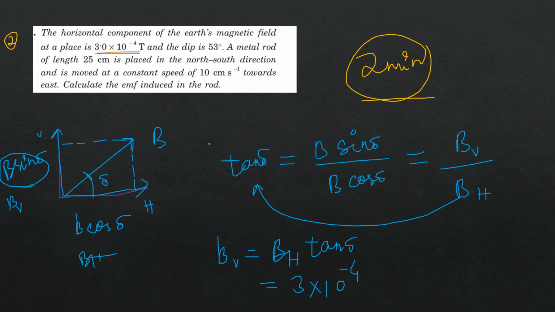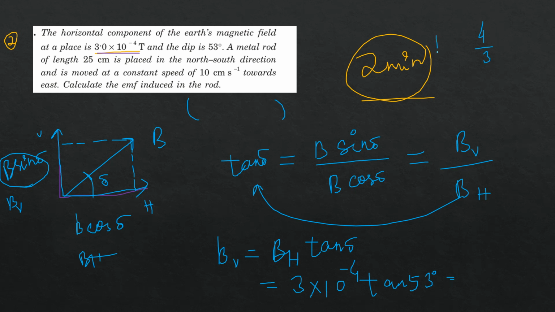Tan delta, how much is it? 53 degree. See, it won't be asked in the question. In exams, like your board exams, even if they give you 53 degree, they will give you in the question itself how much tan 53 degree is. Tan 53 degree is 4 by 3.